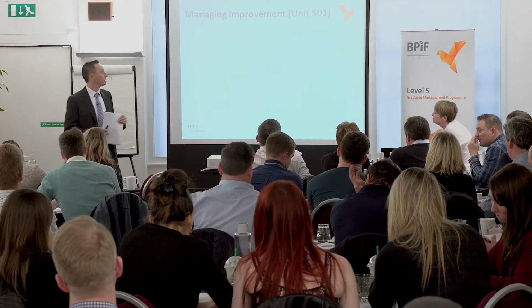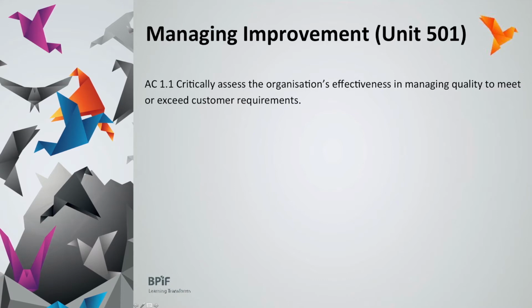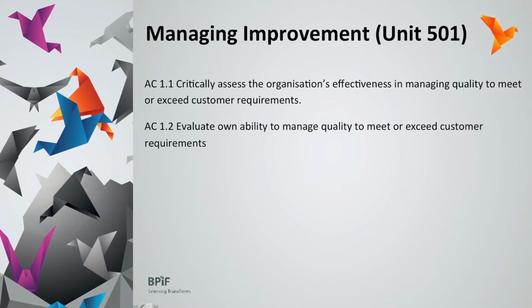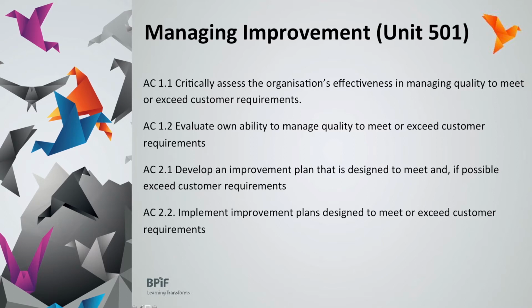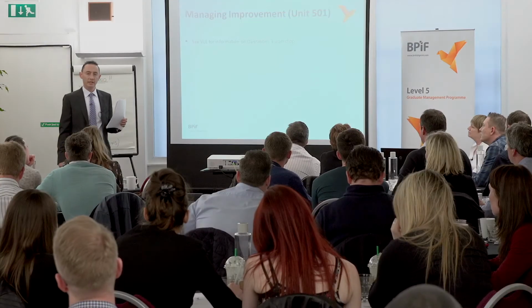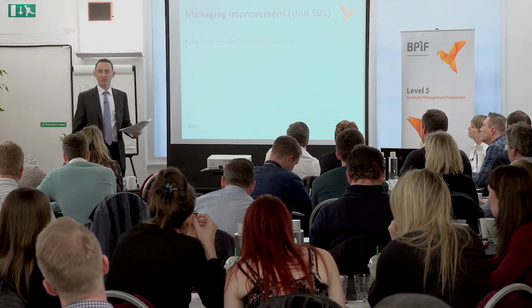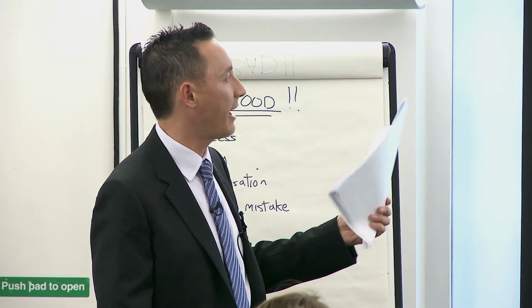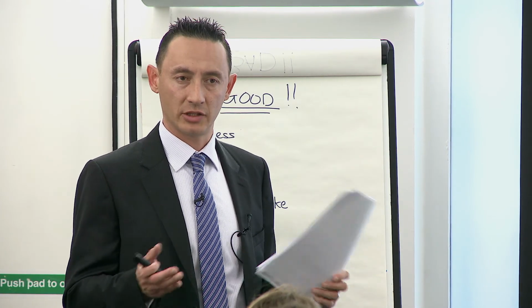One of the mandatory units is Managing Improvement, Unit 501, and that asks you to critically assess the organisation's effectiveness in managing quality to meet or exceed customer requirements, evaluate your own ability to manage quality to meet or exceed customer requirements, develop an improvement plan that is designed to meet and, if possible, exceed customer requirements, and implement improvement plans designed to meet or exceed customer requirements. In May, there's an Operations 3 workshop which is going to be talking more specifically about quality management systems. Your answer in your assignment doesn't have to relate to that, because you may have different ways in your own business how you measure quality.